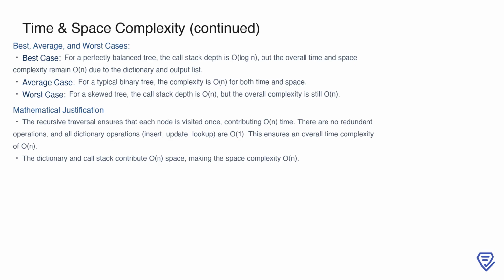In the best case, for a perfectly balanced tree, the depth of the recursive call stack is log n. However, the overall time and space complexities remain n, driven by the dictionary and output list.